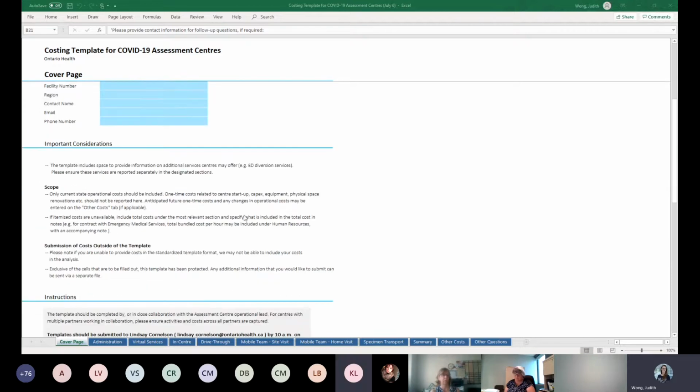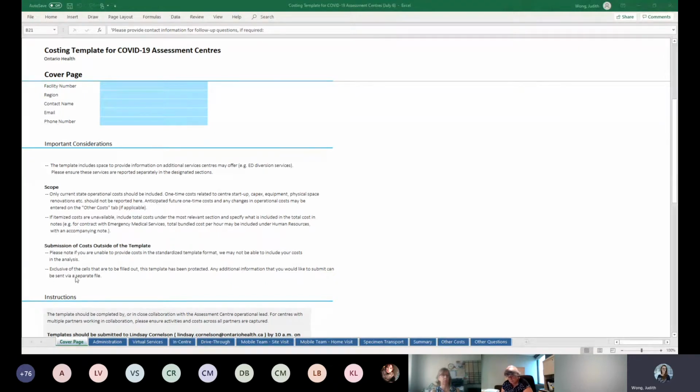There's a few important considerations on here as well that I won't go through in detail, but it has some important information about the scope of what we want to collect in this template and how to submit the information. So there is space for additional services, but we want to collect these separately so we can understand the variation across the province in terms of the additional services that are offered. Also note here that the focus of this template is current state operational costs. Please don't include any one-time costs in this template.